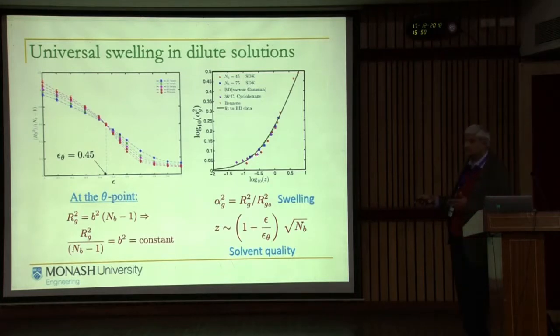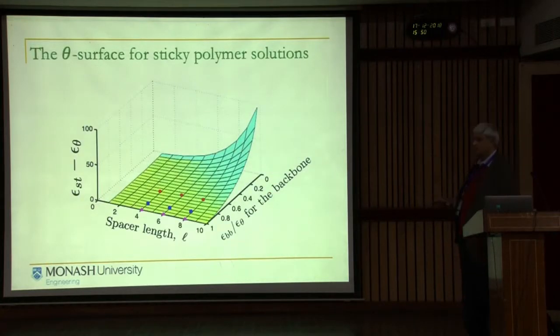Okay, so let's now address the issue that once you put stickers on your chain, you actually raise the theta temperature. So you have to think of this problem in the following three-dimensional space, right? So you've got the spacer length as one coordinate, the distance between your stickers. The other is how repulsive is the backbone relative to your theta temperature, right?